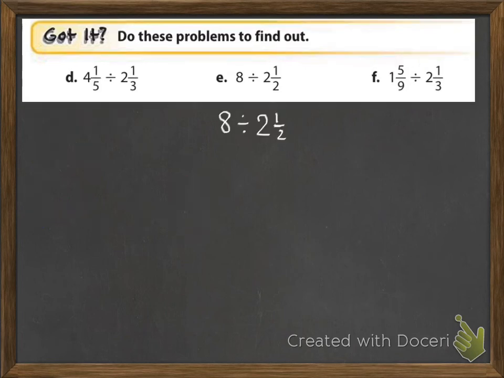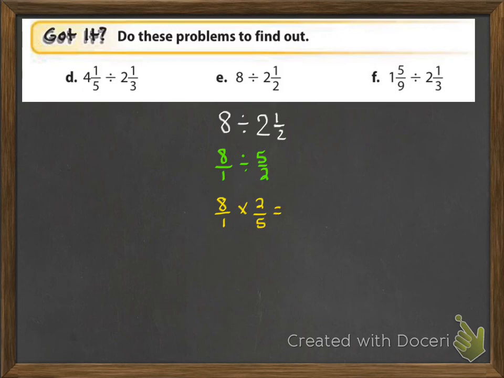Okay, so as you can see here, I went ahead and wrote the original problem. So now when we're changing this 2 1/2 into an improper fraction, at the same time we can go ahead and change 8 into 8 over 1 so that we're just dealing with fractions. 8 over 1 divided by 2 times 2 is 4, plus 1 is 5 over 2. And now we're going to do the keep flip change. So we're going to do 8 over 1 times 2/5.